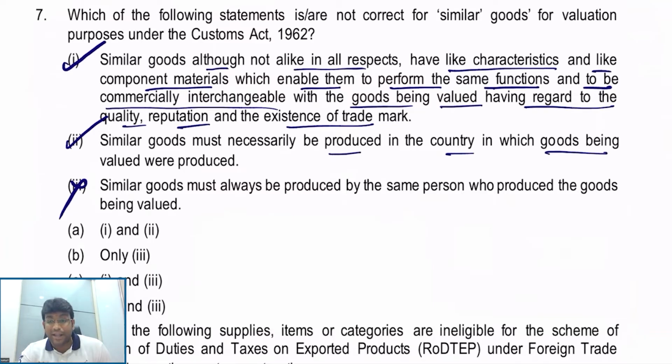You're getting my point, everybody? So which conditions are correct, sir? First condition is correct. First point is correct. Second point is correct. So only 1 and 2.